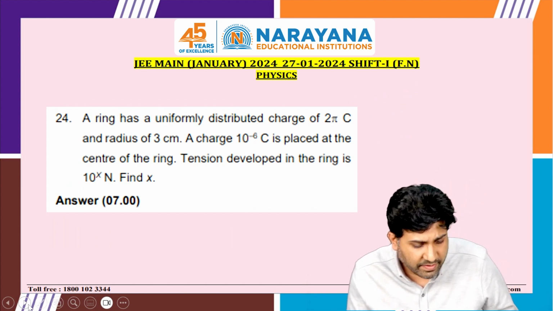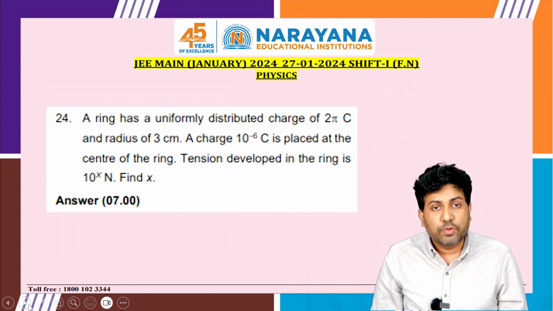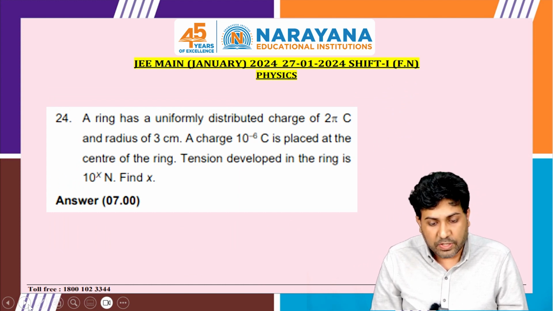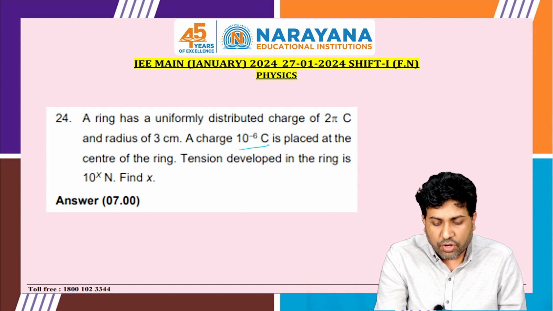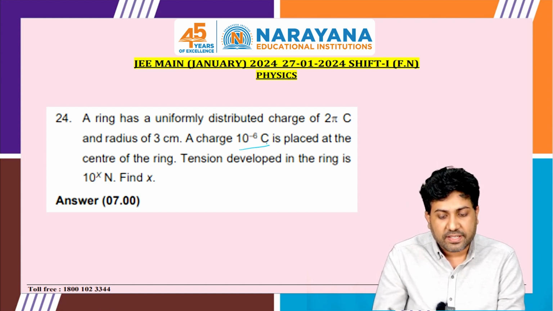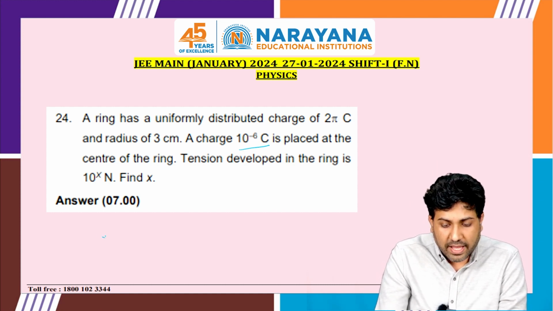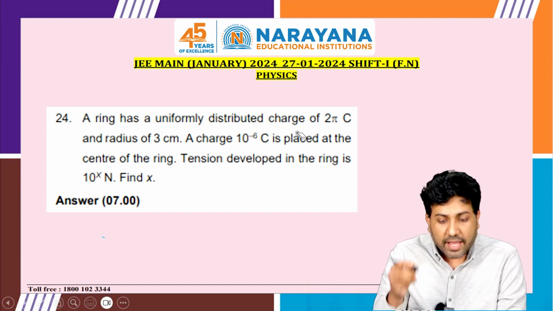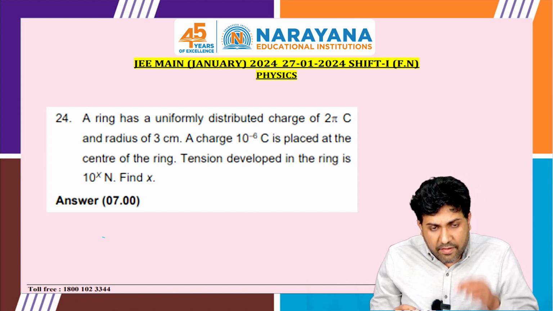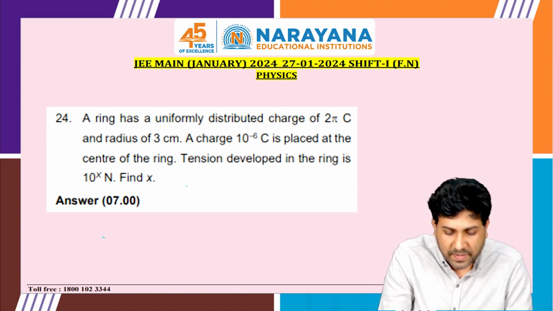In this question, what is given? A ring has a uniformly distributed charge. Charge is also given, 2 pi coulomb. The radius of the ring is 3 centimeter. A charge of this much coulomb is placed at the center of the ring. As soon as we place a charge at the center of the ring, every element of the ring starts to experience a force.